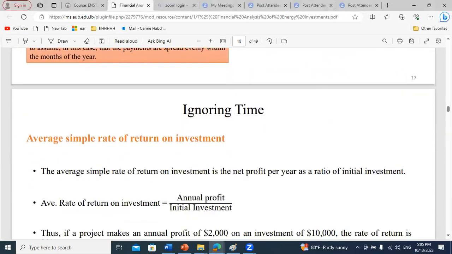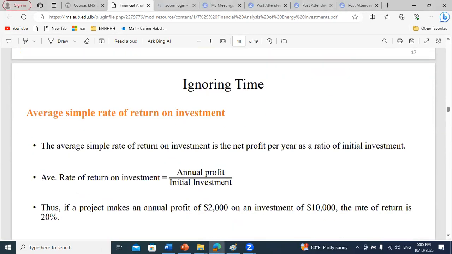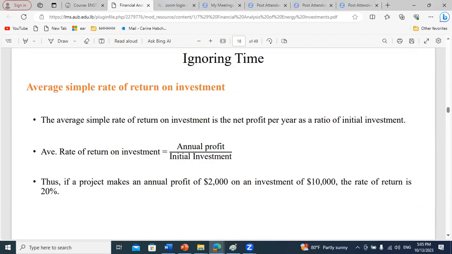Now, as we mentioned before, ignoring time is not very accurate, especially when we consider long lifetimes. So the average simple rate of return on investment is the net profit per year as a ratio of the initial investment. So if we want to define another factor, if we are still ignoring time, and we want to calculate what we call the rate of return on investment, the symbol of it is RRI.